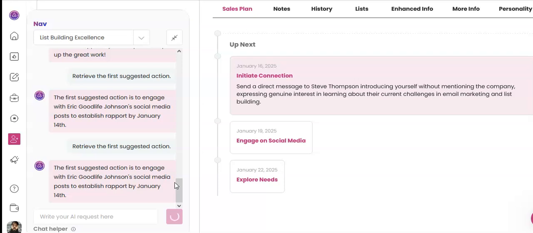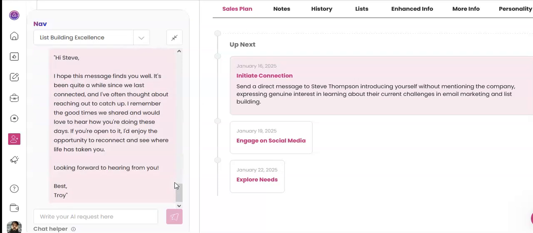Let's just give it a couple of seconds and it's going to go into a further detailed suggestion. Right? So look at this. Hi, Steve. I hope this message finds you well. It's been a while since we last connected, and I've often thought about reaching out to catch up. I remember the good times we shared and would love to hear how you're doing these days. If you're open to it, I'd enjoy the opportunity to reconnect and see where life has taken you. Looking forward to hearing from you. Best, Troy.